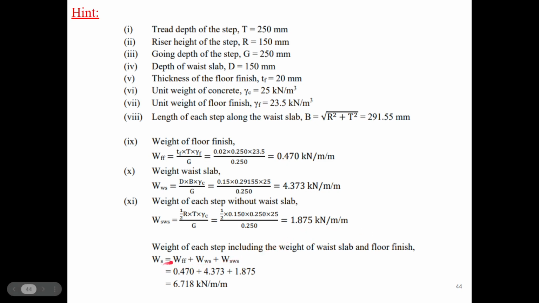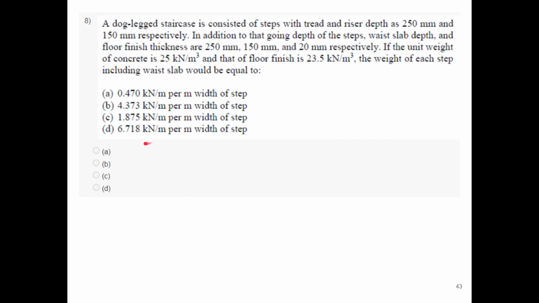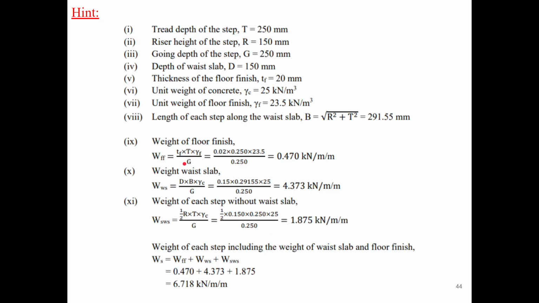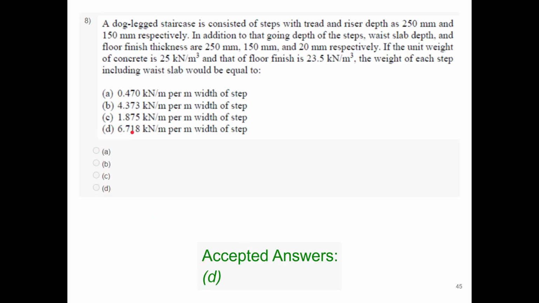Therefore, the total weight of each step, including the waist slab as well as the floor finish, will be the sum of all three: 0.470, 4.373 and 1.875. Adding all three, we get the weight of each step including waist slab and floor finish to be 6.718 kilonewton per meter. So that is the answer, matching option D. 6.718 kilonewton per meter width of step is the right option.